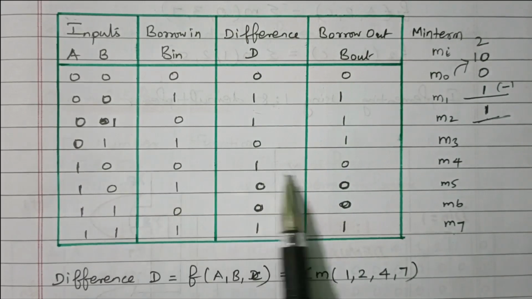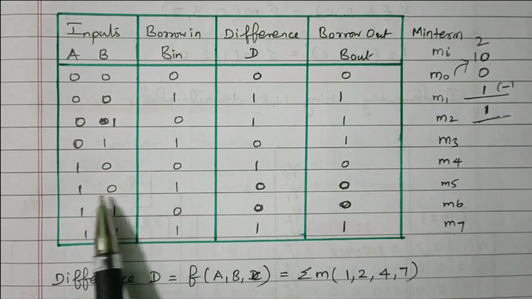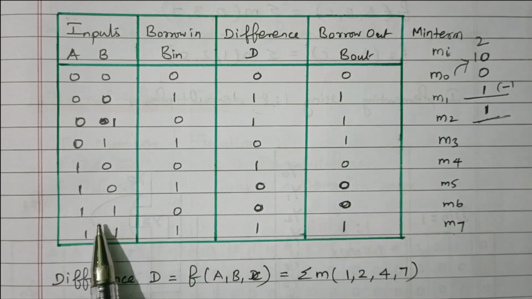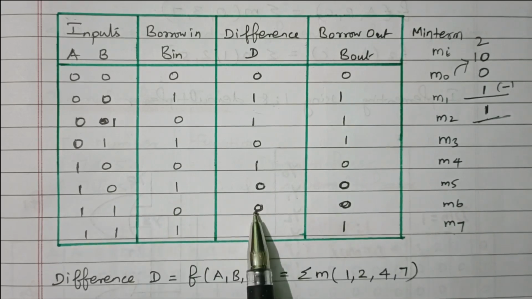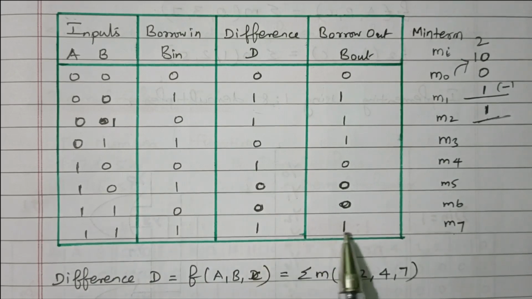Here 1 minus 0 and 1 minus 0, nothing will happen. The difference is 1, borrow is 0. Here 1 minus 0, again 1 minus 1. 1 minus 1 means difference 0, borrow also 0. Here also 1 minus 1, difference is 0, borrow is 0. Here 1 minus 1, both are 0. But 0 minus 1 becomes 1, 1: difference 1, borrow 1. So now we have completed the truth table.